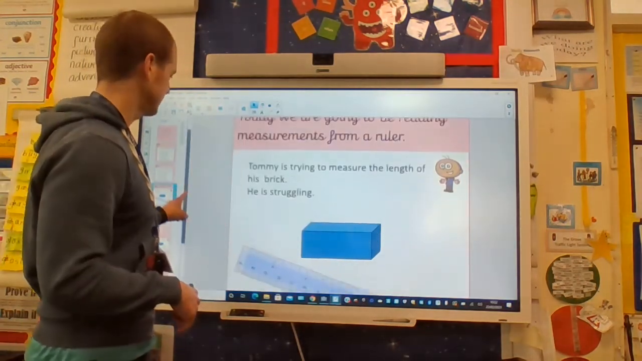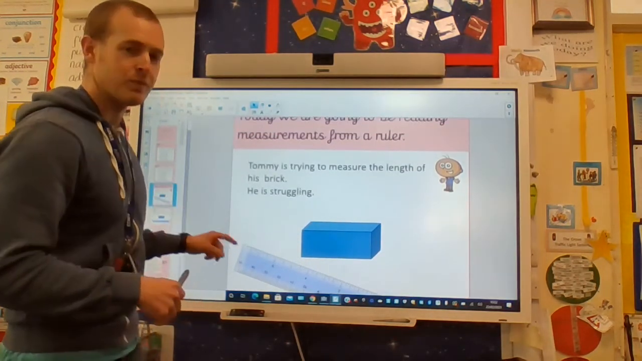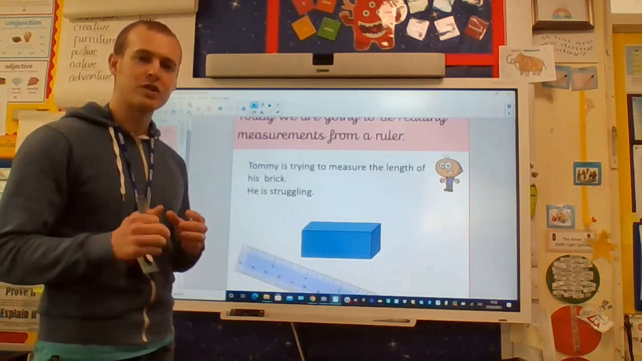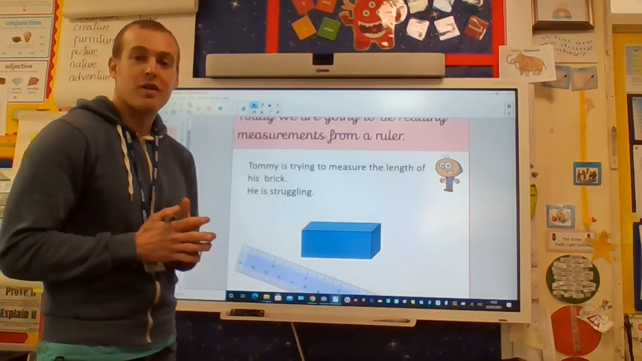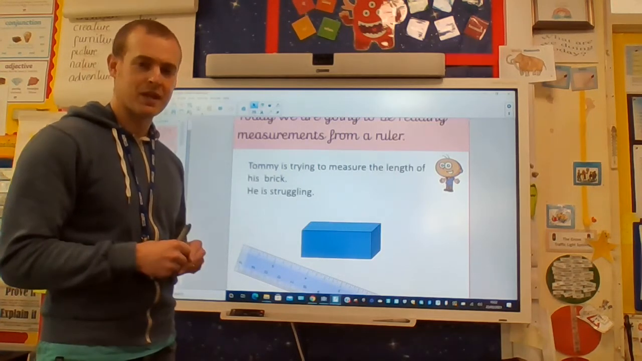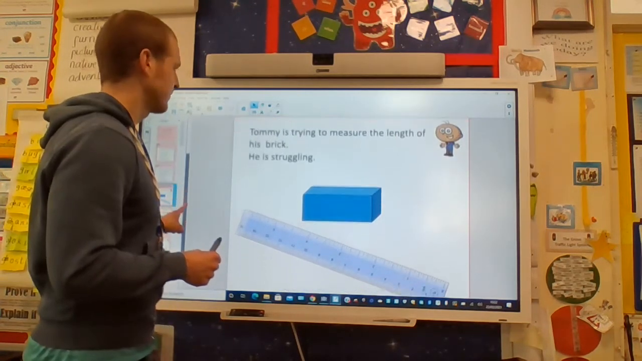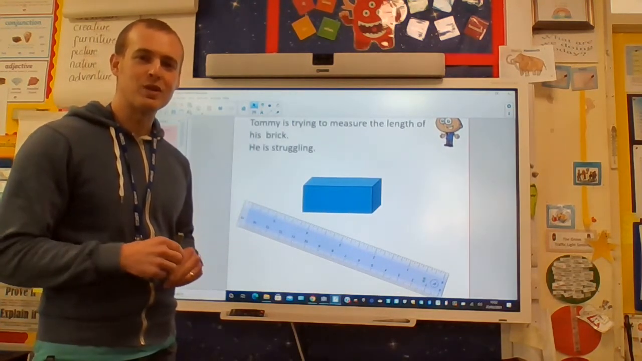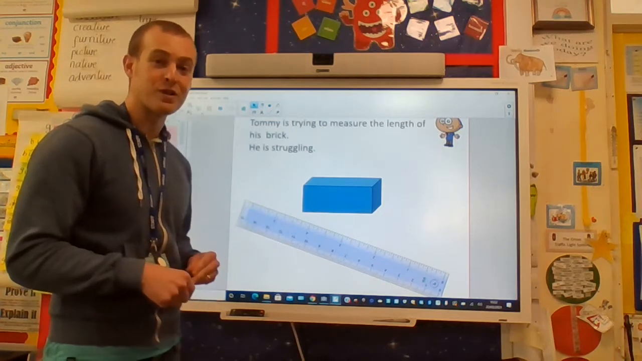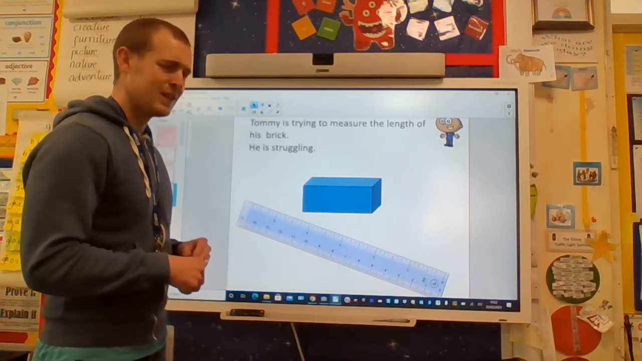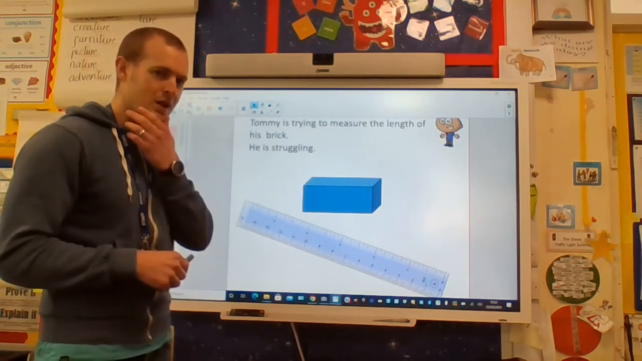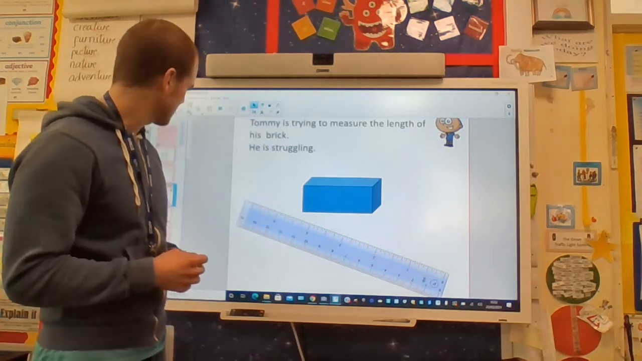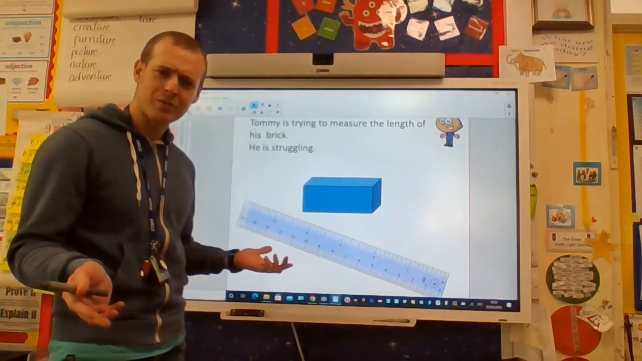Okay. So today, we're going to be reading measurements from a ruler. And a ruler is used to measure the height, the width, and the depth of things. And on a ruler, there are lots of different things that we might be using. Now, Tommy is trying to measure the length of his brick. And as you can see, he's struggling a little bit. He's got his ruler, and he's got some numbers on it. How on earth is he going to measure it?